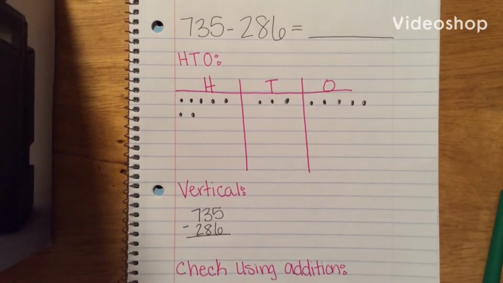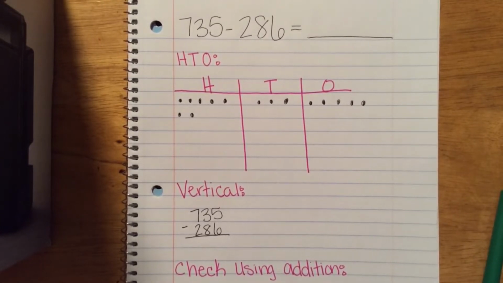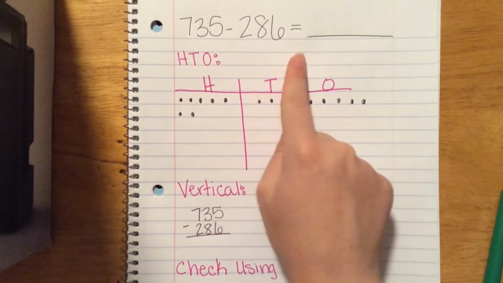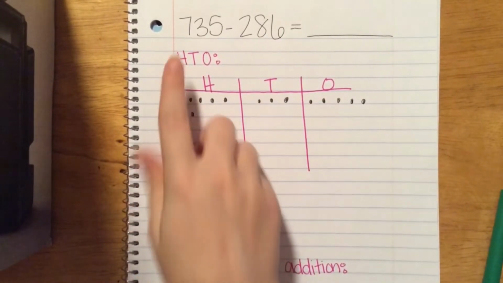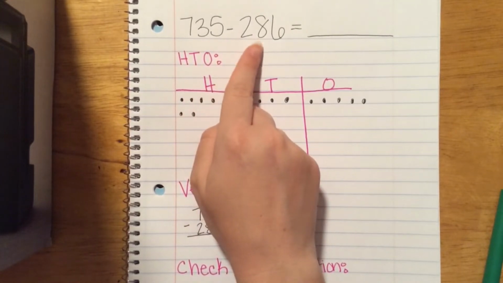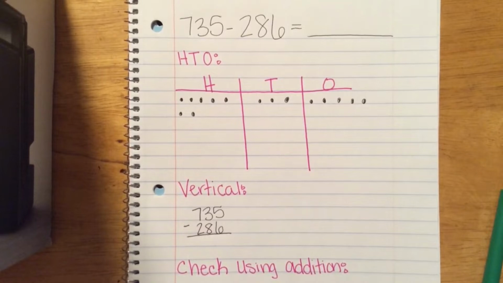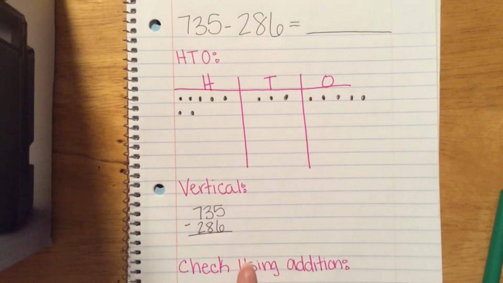Okay, boys and girls, this week we are adding a checking step to our subtraction. If you look at my paper right here, we have our subtraction written horizontally, and our subtraction equation for this lesson is 735 minus 286. And then we have 3 steps to solving this. We have our HTO chart, we have vertical, and we have check using addition.